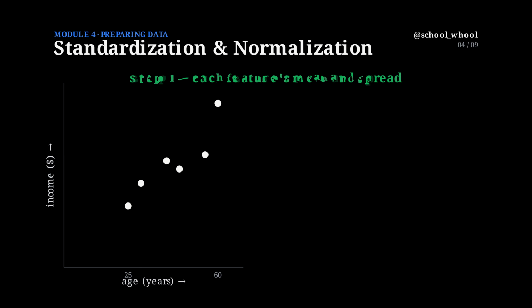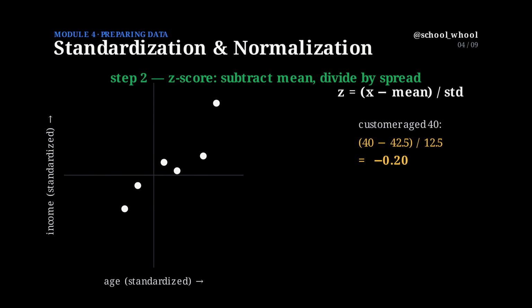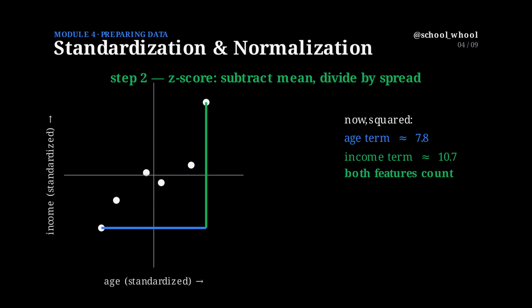Now the transform itself. For every value, subtract the mean, then divide by the standard deviation. That answer is called the z-score. Take the customer aged 40. 40 minus 42.5 is minus 2.5. Divide by 12.5, and we get minus 0.2, just below average.